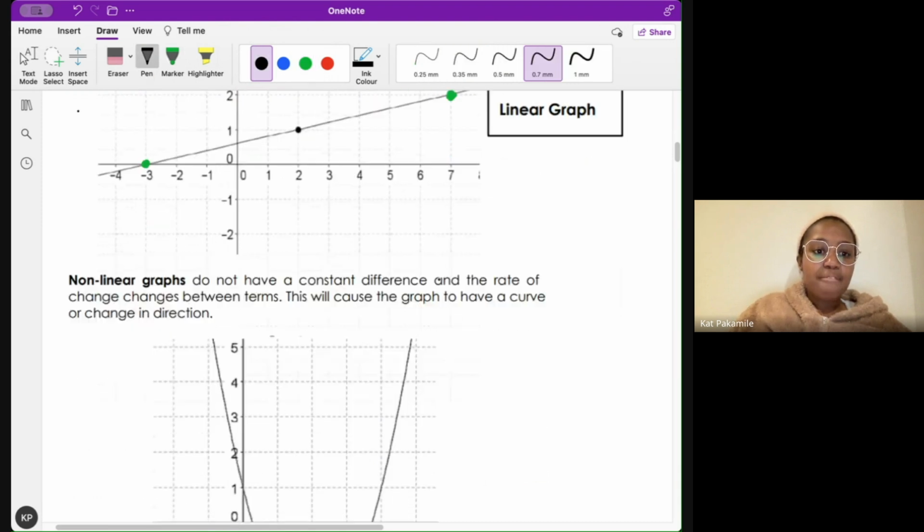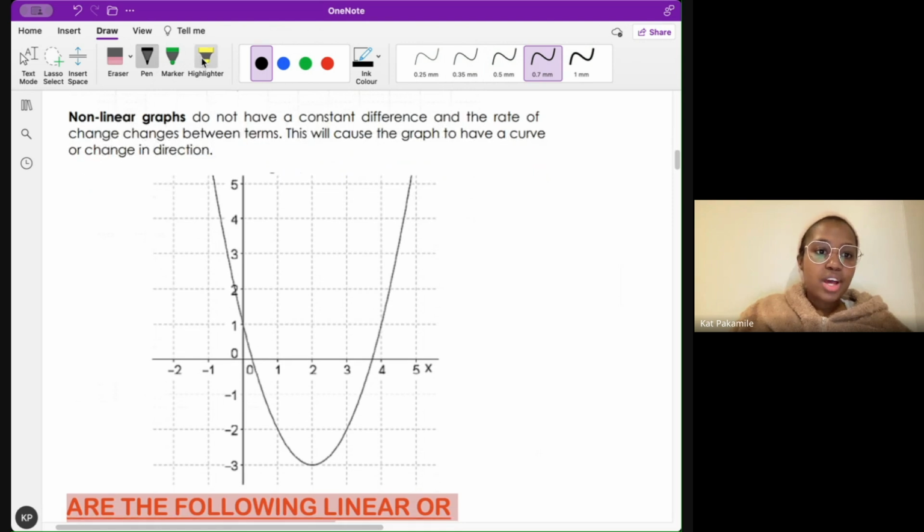And for a non-linear graph, you do not have a constant difference. You have a difference, but it's not constant, and the rate of change will be different. What is another word for rate of change? There's one word we like using that refers to rate of change. Does anybody know what that word is in graphs? It's not variable.